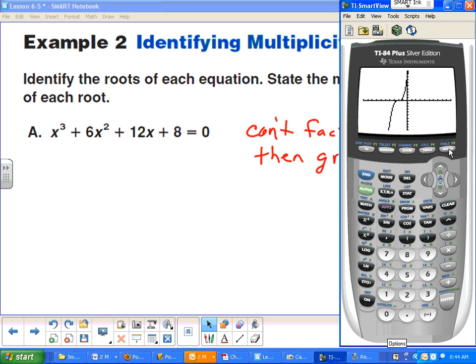Okay. So let's zoom in. How can I zoom in on that a little bit better? Anybody know? Okay, you could do zoom box. Or there's also another one. If you do zoom decimal, it makes a smaller window. It goes from like -4 to 4. So let's try zoom decimal, number 4.